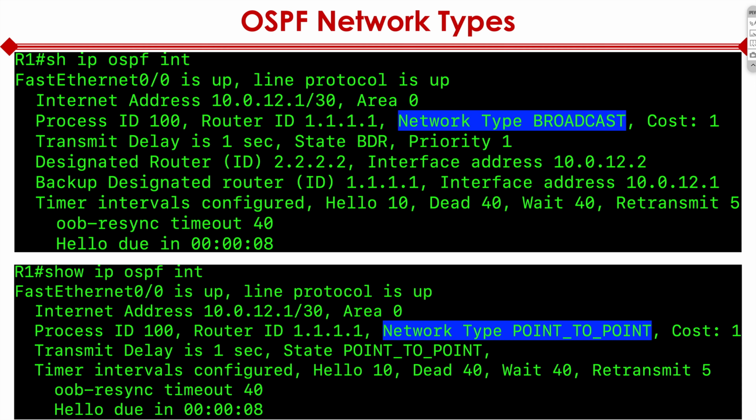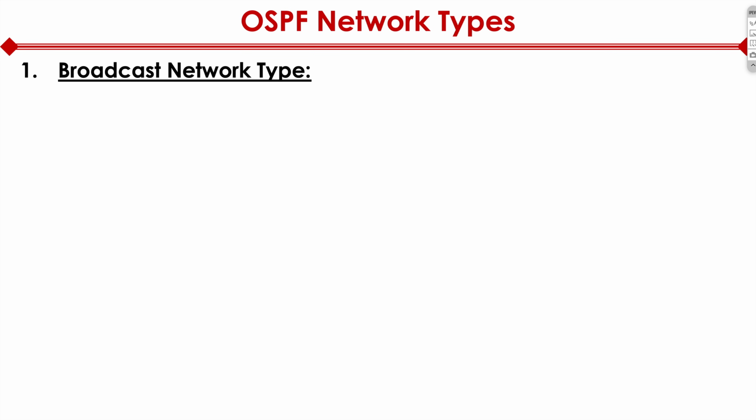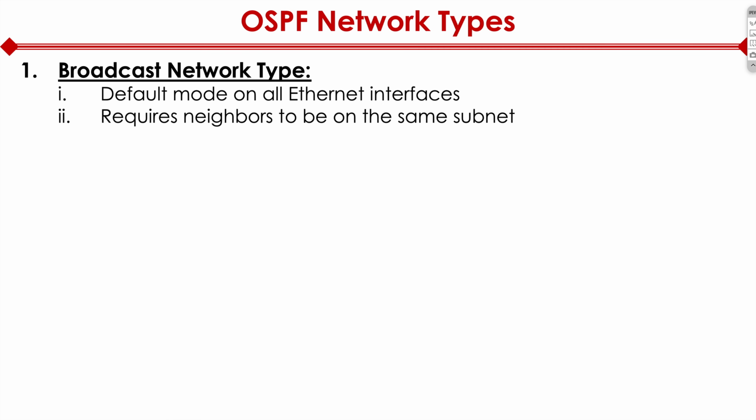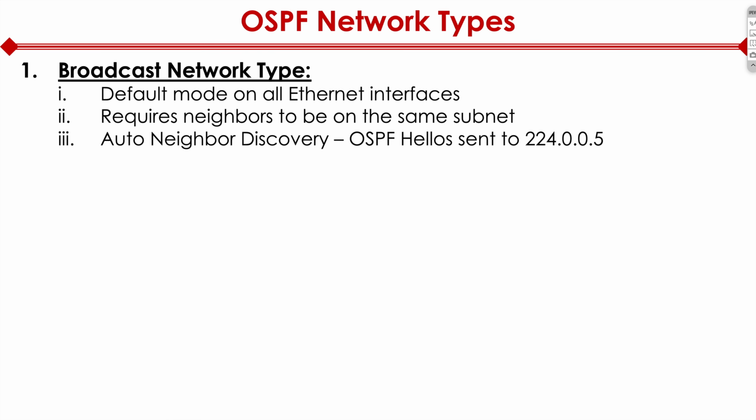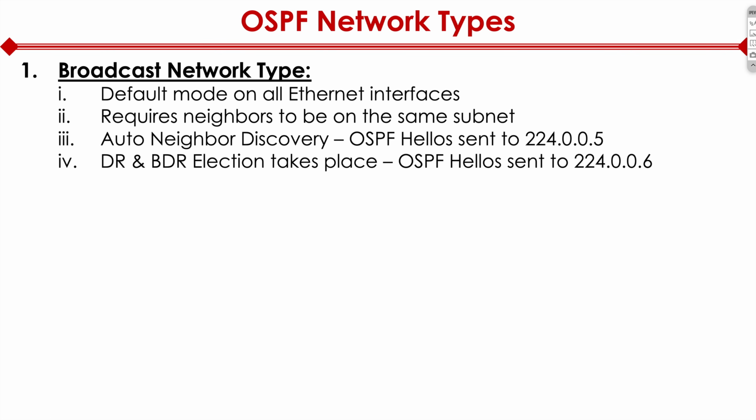Now let's quickly take a look at OSPF network types. The two network types that are covered in CCNA are broadcast network type and point-to-point network type. Let's first speak to the broadcast network type. That's the default mode on all Ethernet interfaces. It requires neighbors to be on the same subnet. It's used for auto neighbor discovery, and OSPF hellos are sent to 224.0.0.5.